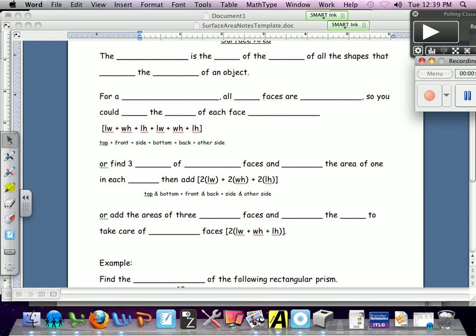Again, surface area is going to be when we're trying to find the minimum amount of wrapping paper, the minimum amount of cardboard, or in real life, how much paper we're going to need. So in general, the surface area is the sum of the areas of all the shapes that cover the surface of an object.